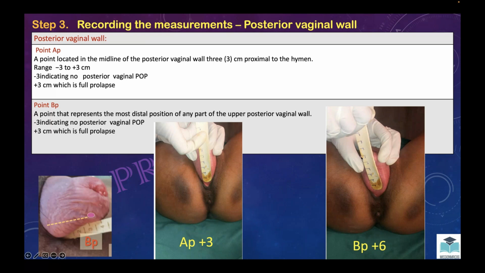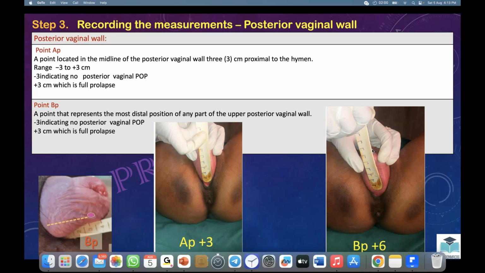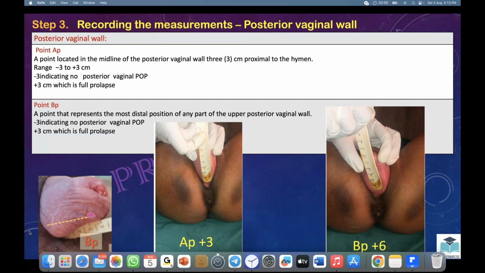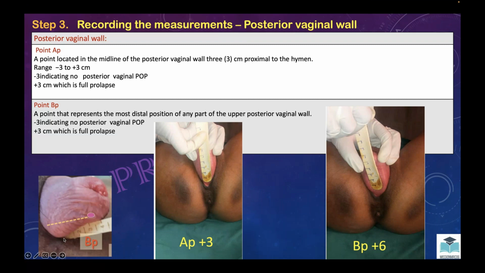Can you see it here? So if you see a marker, it will be nearing 6 or 5, whatever. So the BP here is +6, and AP here is 3 plus. So from here to 3 centimeter is AP. From here to complete prolapse, it will be BP. So AP is 3 plus, and BP is also here. From here to here, it is 6 plus. And if you want to see this picture, here they have not mentioned AP, but AP it is almost outside. So AP will be +3, and this measurement from here to here, so here BP is like +4.